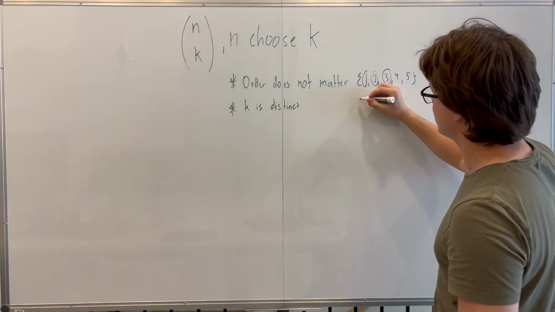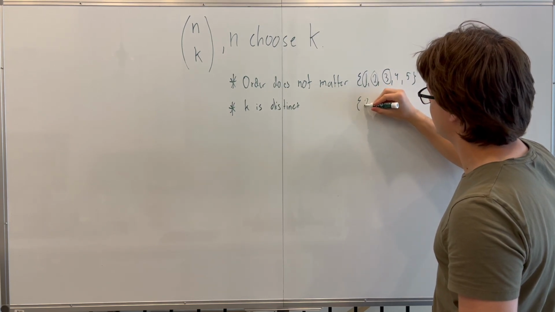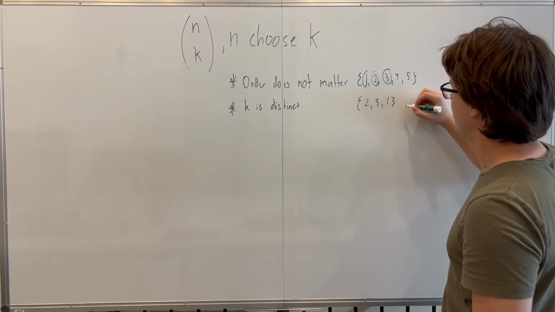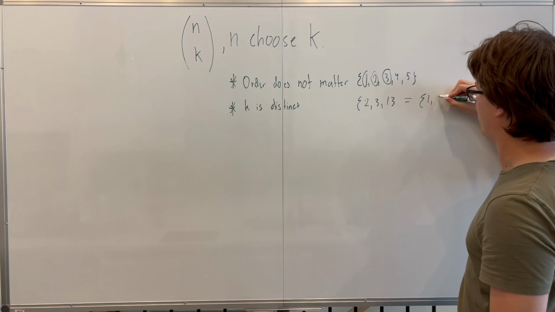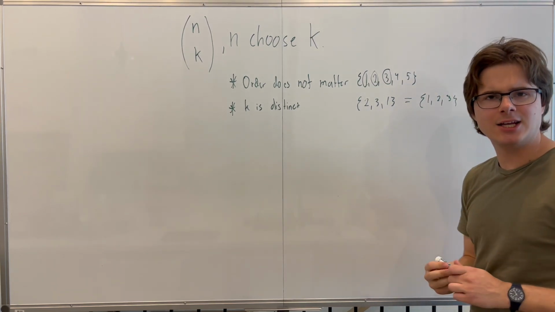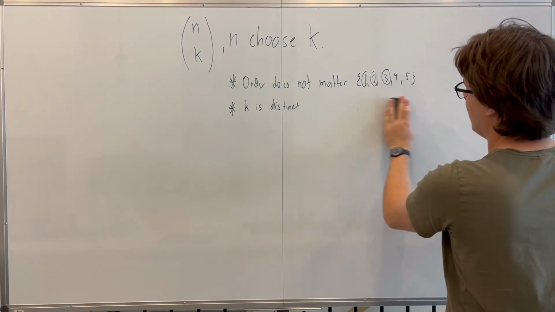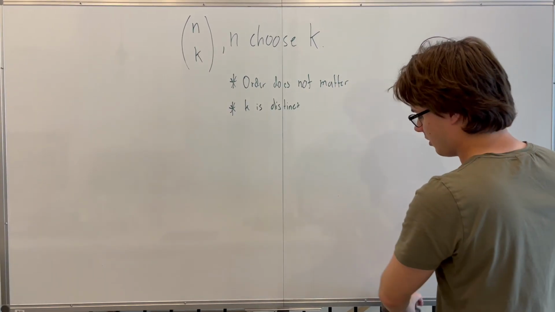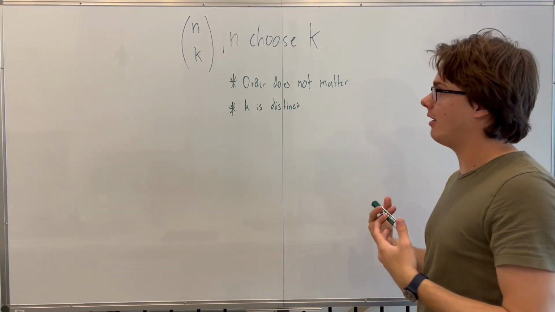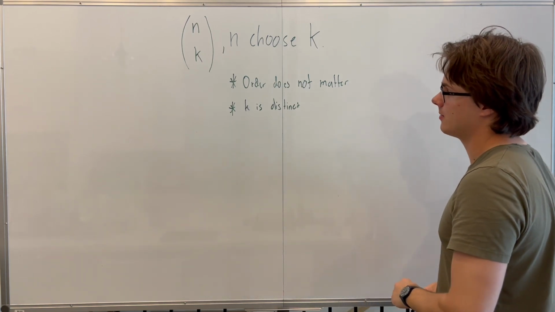This means that if you, for example, instead chose 2, 3, 1, it's going to be the same as choosing 1, 2, 3. And that kind of makes sense with sets as well, right? It's the same choosing in different orders. We care about the elements in the set, not the order in which the elements are in the set.